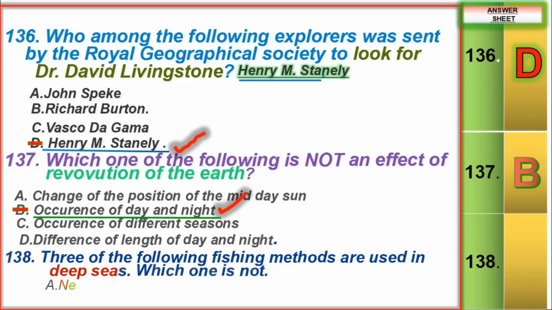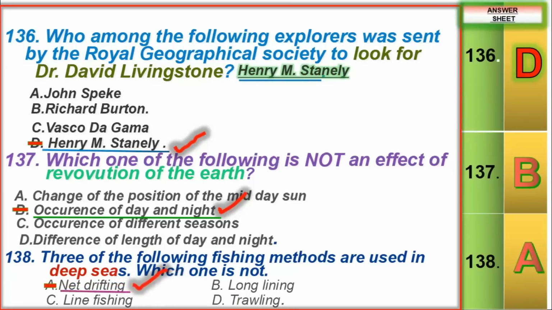Question 138. Three of the following fishing methods are used in deep seas. Which one is not used in deep sea? We have long lining, used in deep sea where the sea is rough, and trolling, also used in deep sea, where the sea is smooth or regular. When you look at this, line fishing is just the same as long lining. So the correct answer should be animal net drifting.